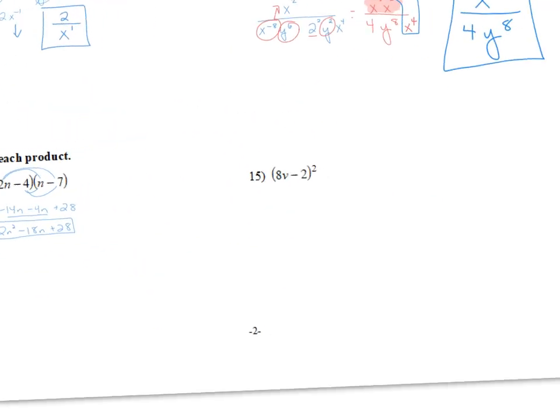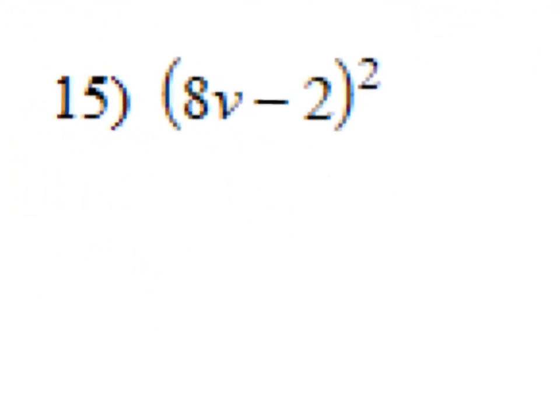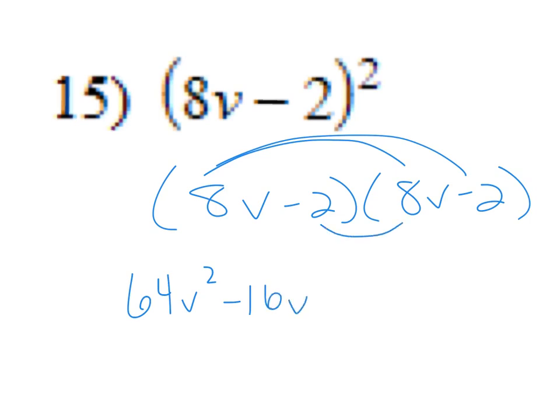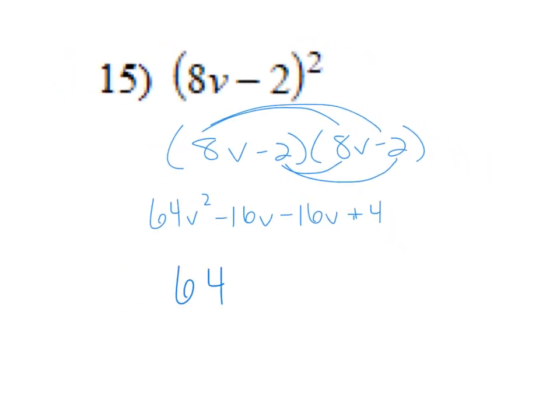Okay, and on the last one here, we're going to write it out twice. Remember, that's what this squared means right here. We're going to write it out twice and then FOIL. So we've got 8v minus 2 times 8v minus 2. Now we're going to FOIL it out and get 64v squared minus 16v minus 16v plus 4. So now when I combine the middle there, I get 64v squared minus 32v, again combining like terms, and then plus 4. And that's going to be my final answer.